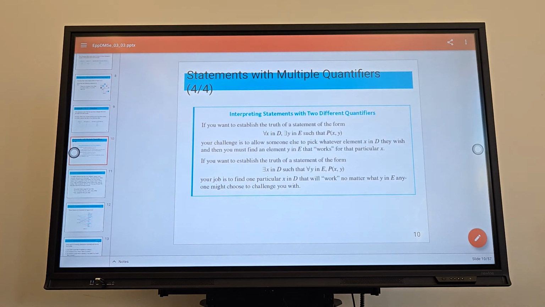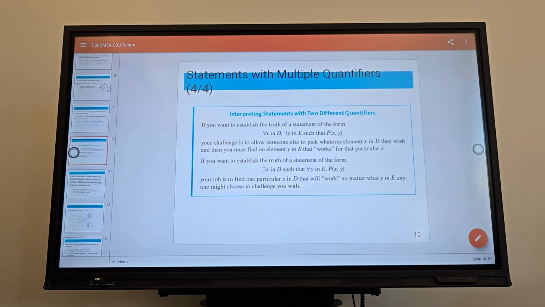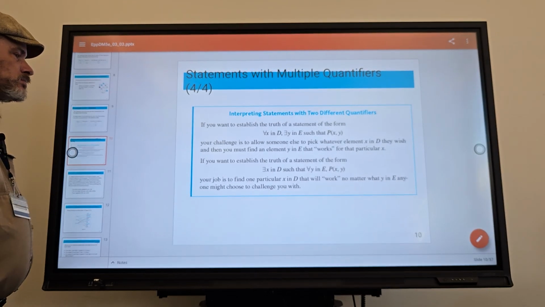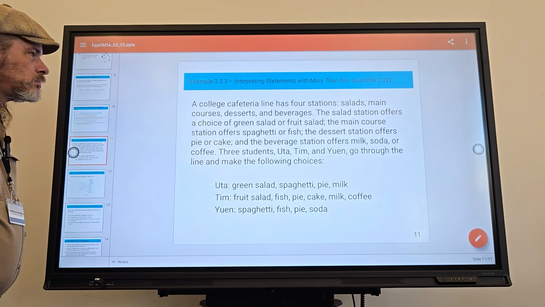Now for the opposite arrangement. If you want to establish the truth of a statement of the form, there exists an element x in D such that for all y in E, P of x and y, your job is to find one particular x in D that will work no matter what y in E anyone might choose to challenge you with. They are different. The order does matter.